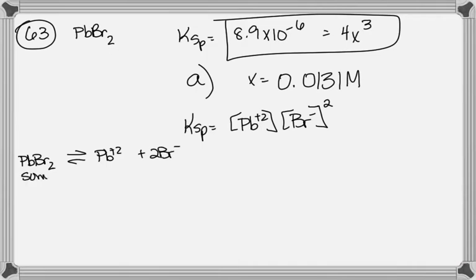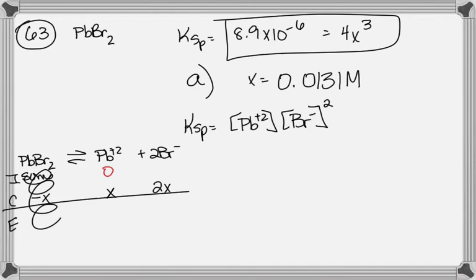If we start with some of this, some of it's going to ionize, right? And this doesn't matter because that's a solid. We're going to make X lead and 2X of the bromide. But in A part, we had 0 lead and 0 bromide. But in B part, we have no lead and we're starting with 0.2 molar bromide because it's 0.2 molar. And so at equilibrium, we end up with this. We assume this is really small.